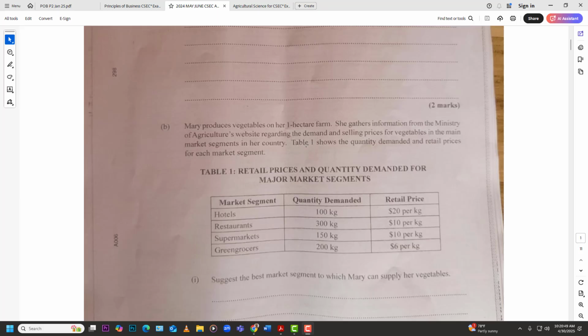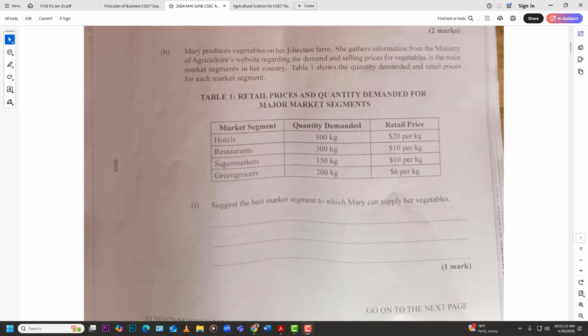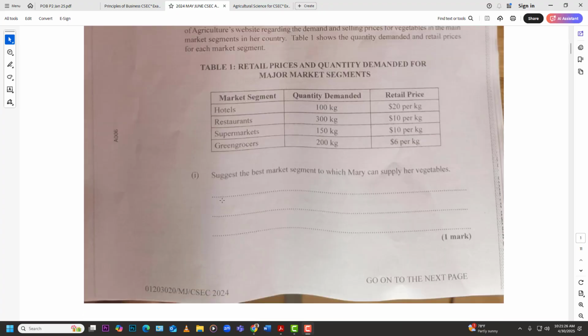All right, B. Mary produces vegetables on her 1 hectare farm. She gathers information from the Ministry of Agriculture's website regarding the demand and selling price for vegetables in the main market segments in her country. Table 1 shows the quantity demanded and the retail prices for each market segment. We have hotels, restaurants, supermarkets, greengrocers. The quantity demanded we have the different ones: 100, 300, 150, 250, 200. And you see the retail prices: $20, $10, $10, and $6. So this one is asking, suggest the best market segment to which Mary can supply her vegetables.